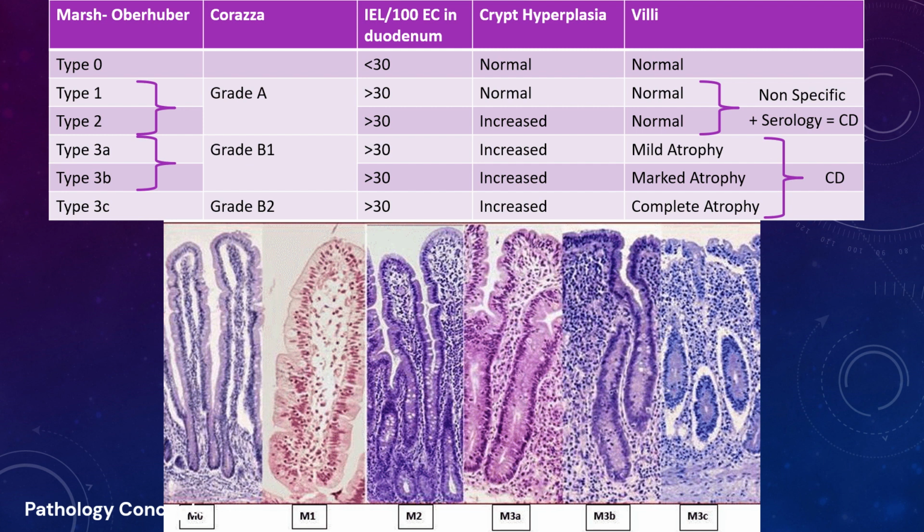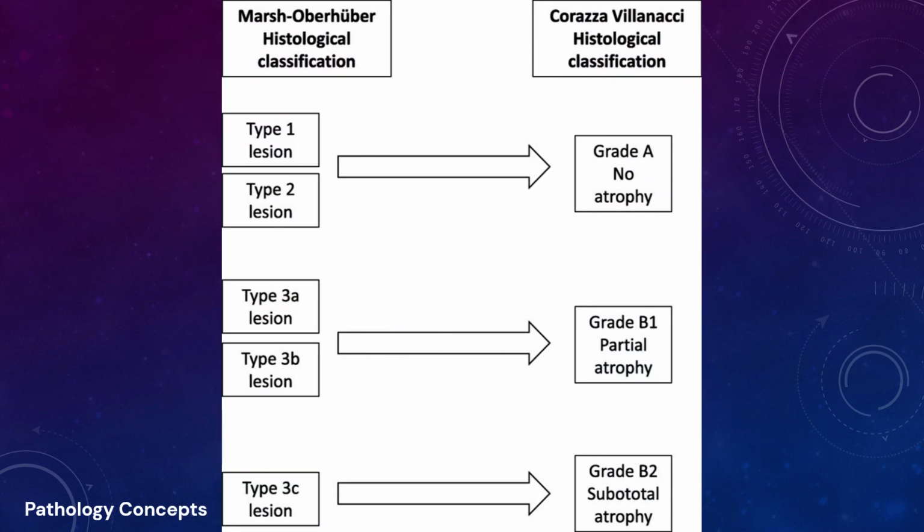The second classification is provided by Corazza and Villanacci, and they divided it into two grades, grade A and grade B. Grade A is non-atrophic and grade B is atrophic. Grade B is subcategorized into B1, in which the villi to crypt ratio is less than 3:1 but with identifiable villi, and grade B2, in which the villi are entirely atrophic. So grade A lesions include type 1 and type 2 lesions based on the Marsh-Oberhuber classification, grade B1 lesions include 3A and 3B, and grade B2 includes 3C.